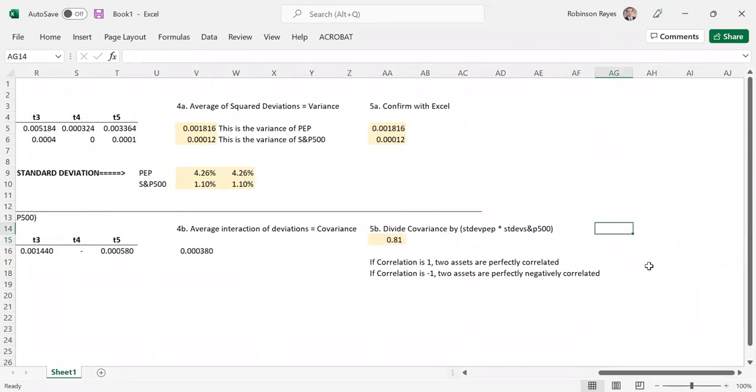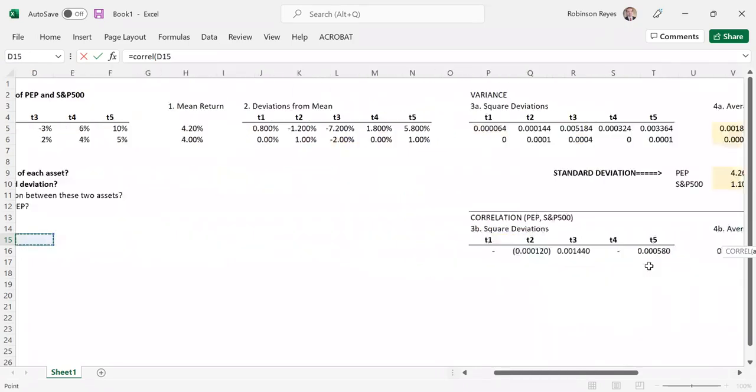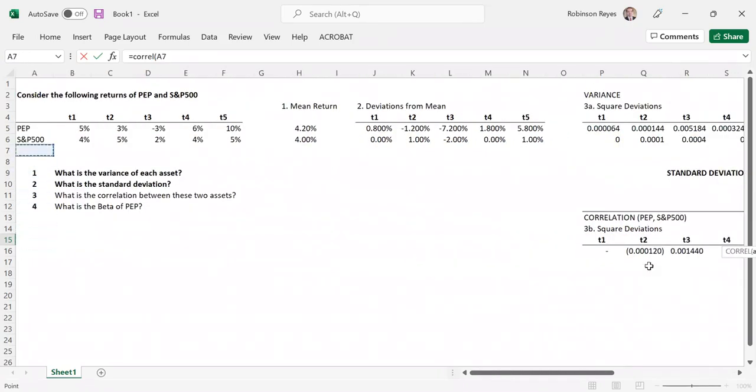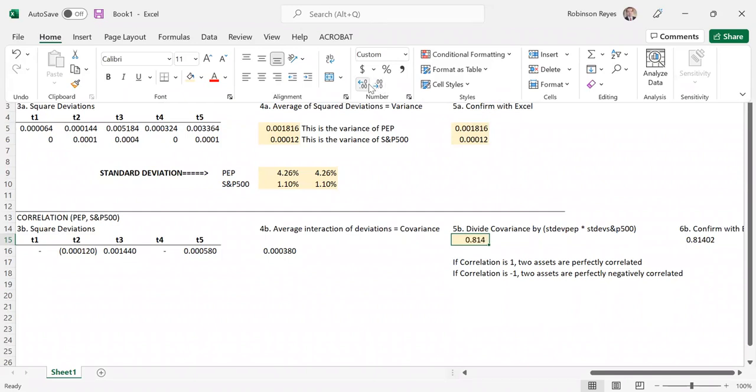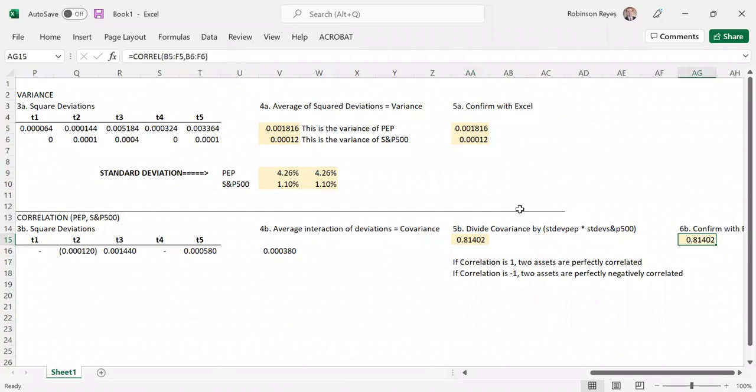Now we calculated this. Let's take one final step, which is to confirm with Excel. You can use this Excel command, which is CORREL, and CORREL should do exactly the same that we have done in this long process. So we just select all the returns of Pepsi, comma, all the returns of S&P 500, and then we type enter, and you will see that this is 0.81402. And if we add more decimals, we see that the number matches exactly what we had calculated through this long approach.